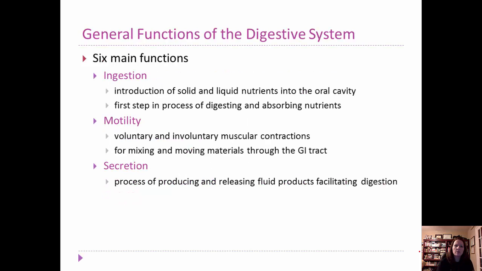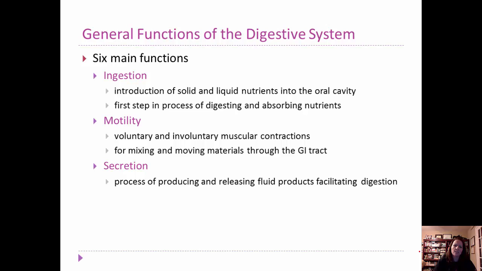All right, so the general functions, there's 6 main functions of the digestive system. So one of them is going to be ingestion. And basically what we're going to do here is we're going to take the food and we're going to move it through our digestive system. So we're going to see how we're going to take it in, how it's going to move through, how it's going to be broken down, and then eventually it's going to be expelled as waste products. So ingestion is going to be taking in any solid and liquid nutrients from the oral cavity.